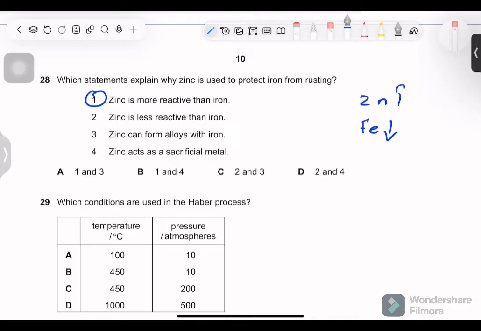Have we studied this? Even if we are not confirmed about this, let's look at 4. Zinc acts as a sacrificial metal. This is obviously true. The protection layer is not an alloy. It is a protective layer. It is not an alloy. The zinc does not combine with iron. So 1 and 4, option B is correct.